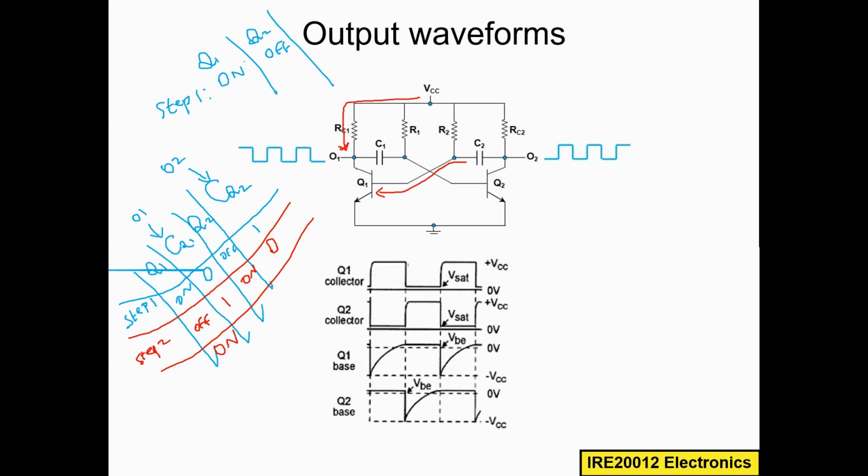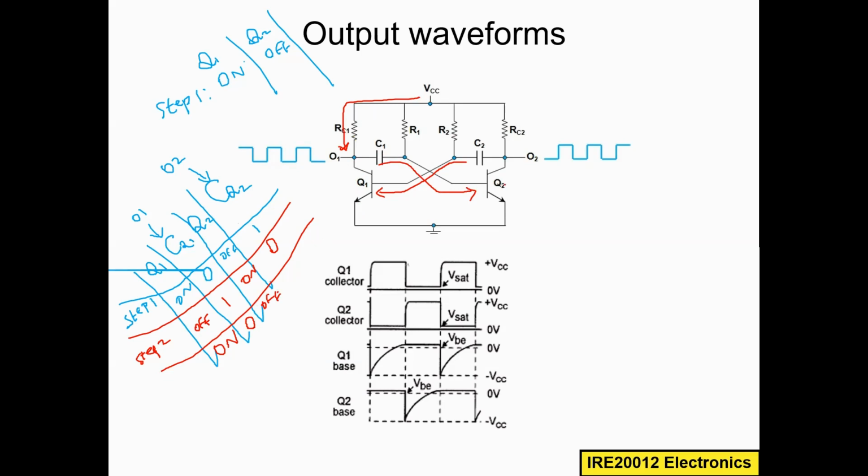Once the Q1 is on, short circuited, then this voltage will go down to the ground. Then this will become logic 0. So this will become logic 0. This logic 0 will drive the base of Q2, and then the Q2 will automatically go off because the base voltage is less.